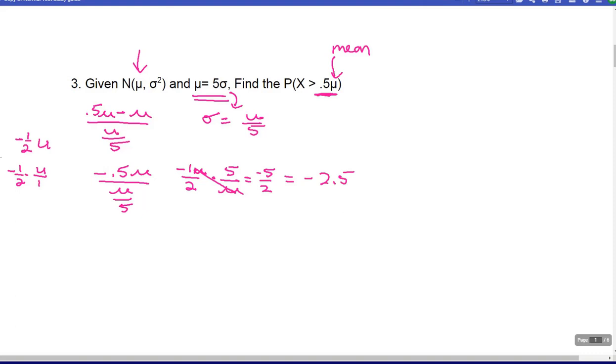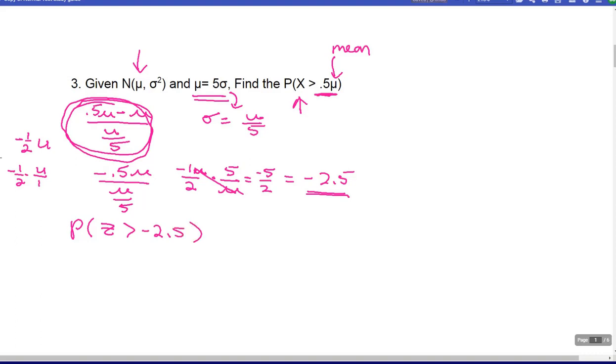All right, now, let's keep in mind, what were we doing here? Finding what? The z-score. We just found it. This is our z-score. So now we're going to take this and rewrite this just like I did a minute ago. Now it's going to say the probability, not of x, but of z being greater than what number? Negative 2.5.